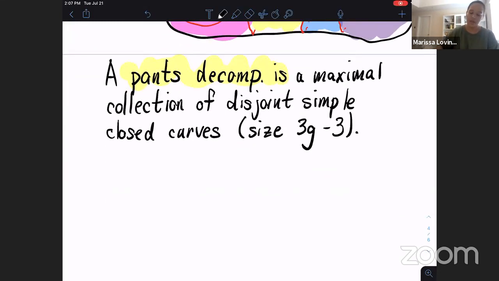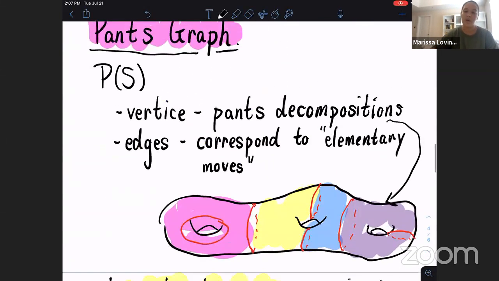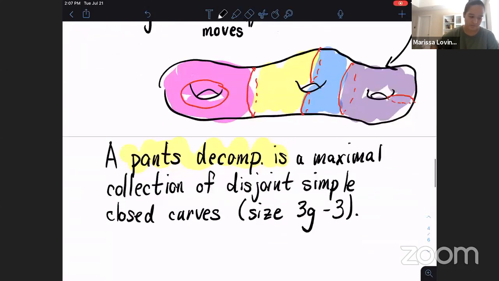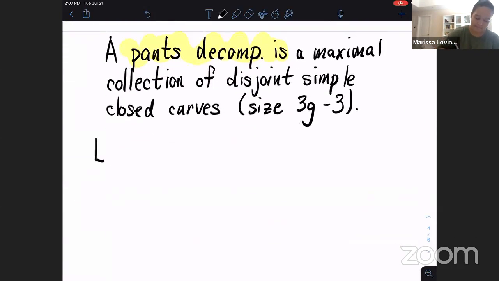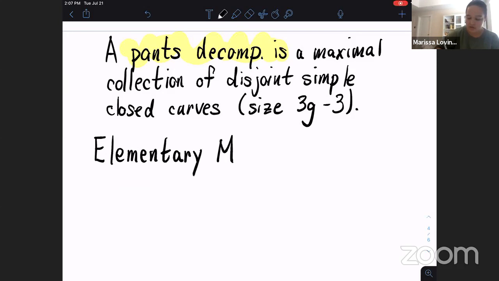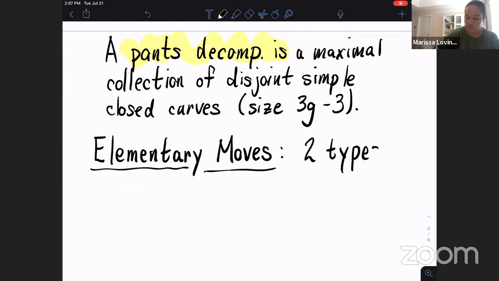Okay, awesome. So I've told you now what my vertex set for this graph is, but now I have to explain what I mean by these elementary moves. These elementary moves really come in two flavors. There's two types of elementary moves.